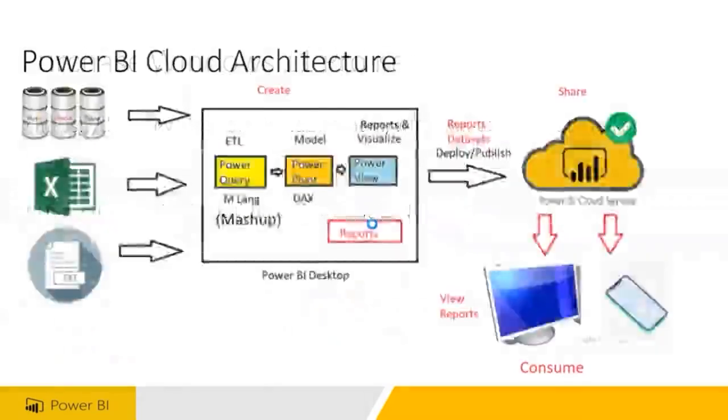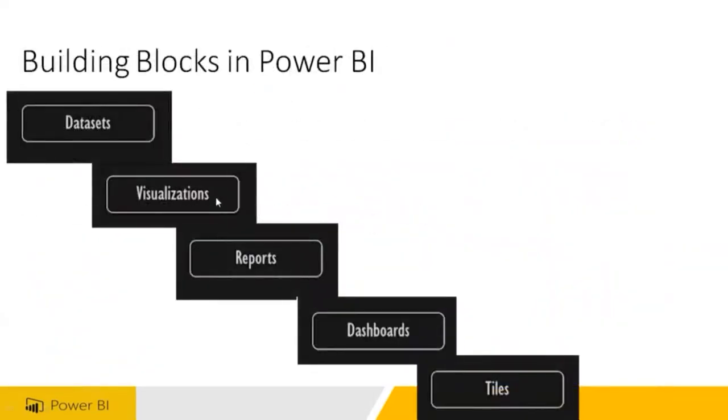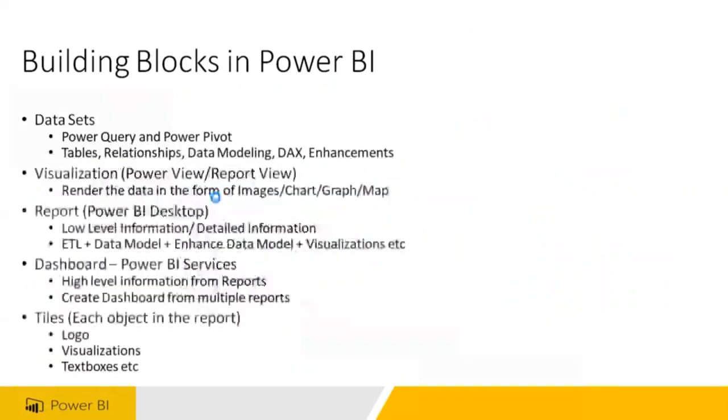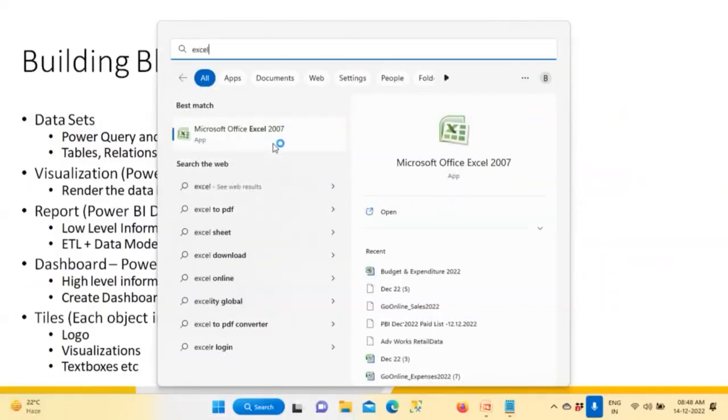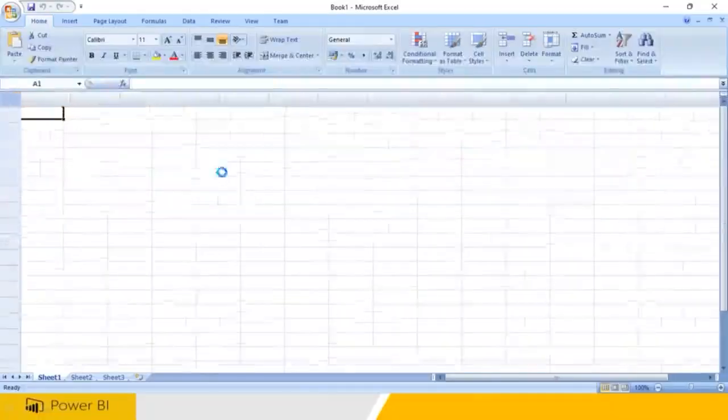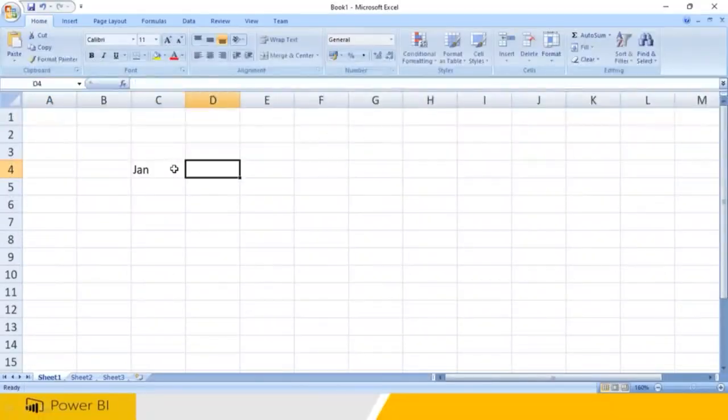So according to me, what is a visualization? Visualization means rendering the data in the form of images, charts, graphs and maps. Let me show you one example. Now, I have some data. What is the data? In January, the sales is, let us say, $5,600 in goonlinetrainings.com. In February, the sales is $7,000. In March, the sales is, let us say, like this.